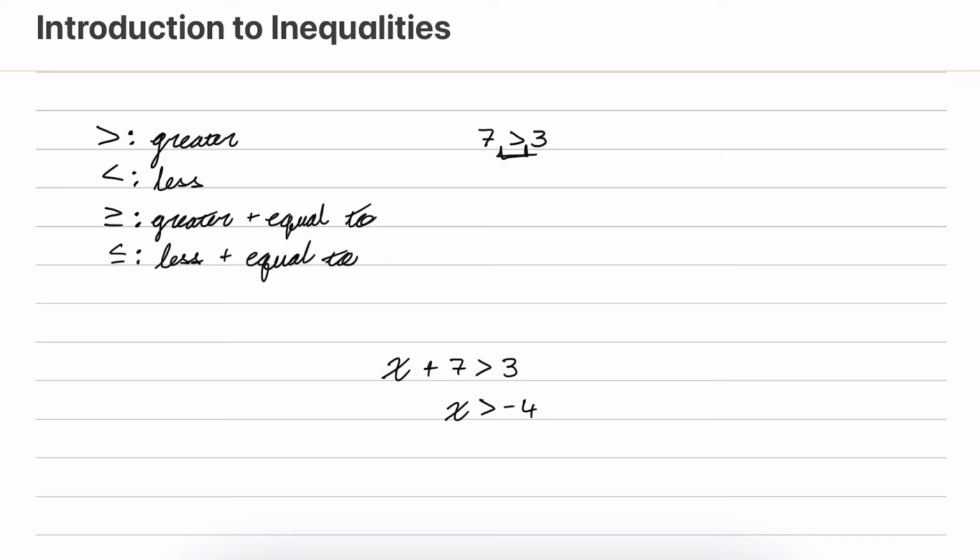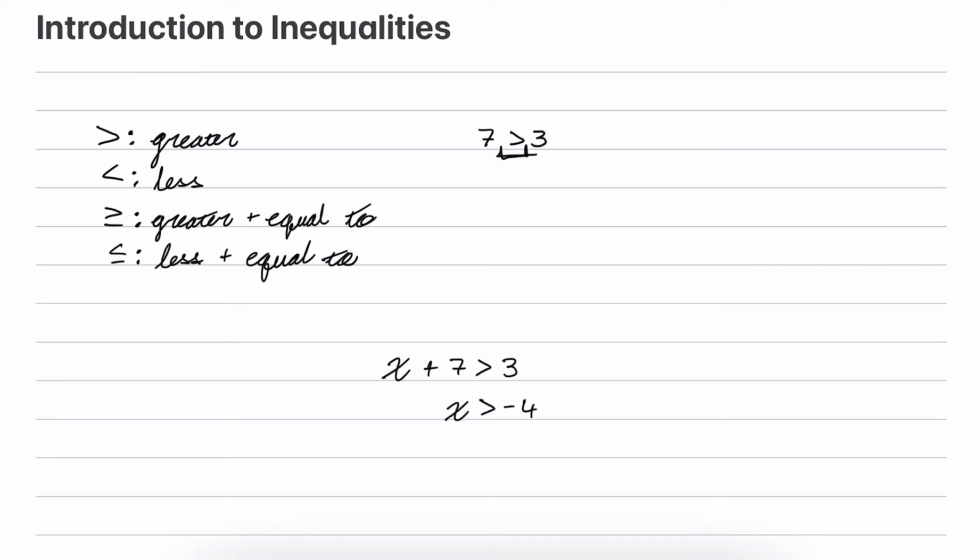Just like we manipulate equalities or linear equations or quadratic equations, we can manipulate inequalities in almost the exact same way. So if we have our example, x plus 7 is greater than 3, we get x is greater than negative 4.